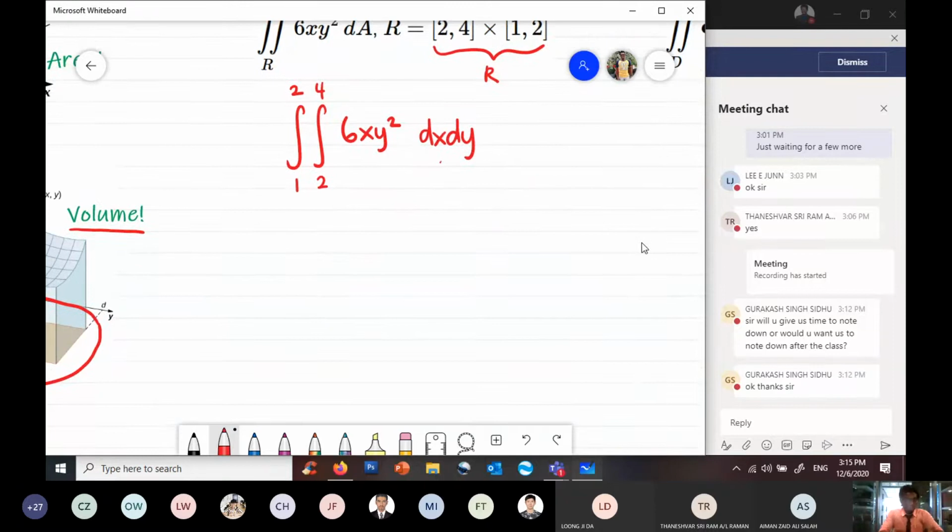How do you solve a double integral? The key point is always start from the inner part and then you go to the outer part.